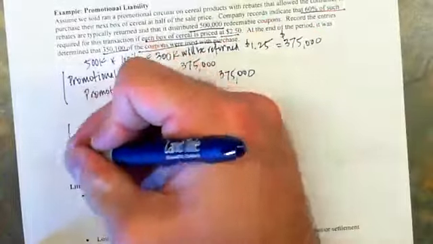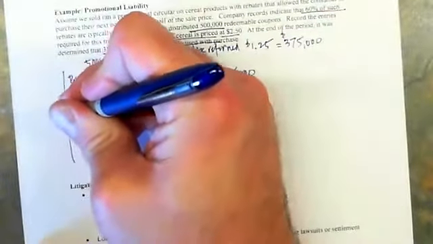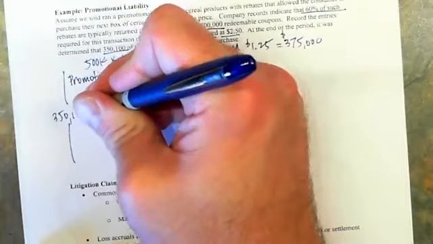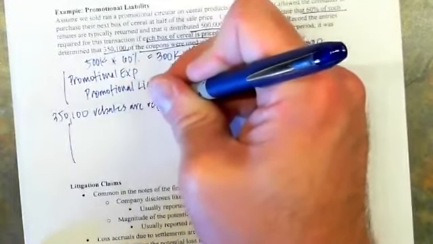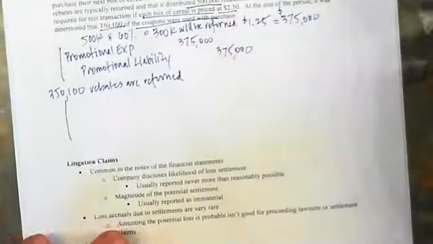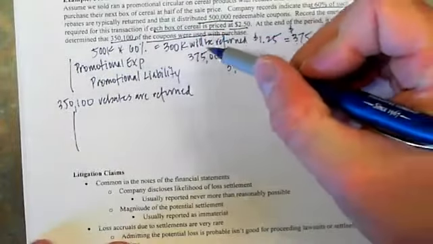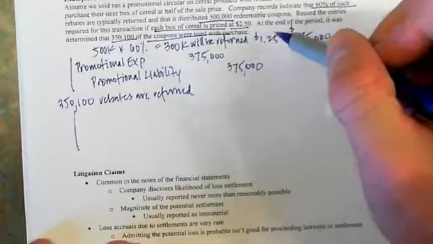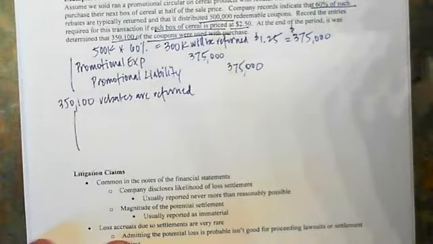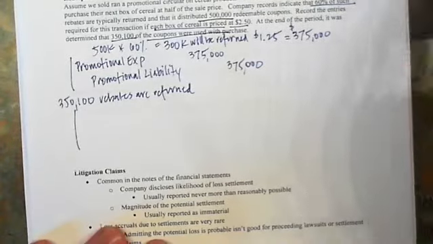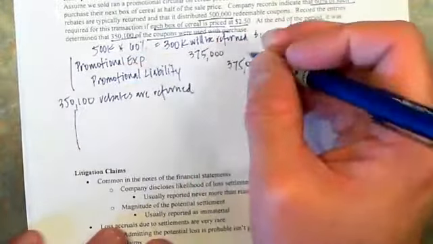Now, when 350,100 rebates are returned, this was more than what we projected would be returned. We projected 300,000 would be returned. So we're going to have a little bit of an excess going on. We would reduce the entire promotional liability.